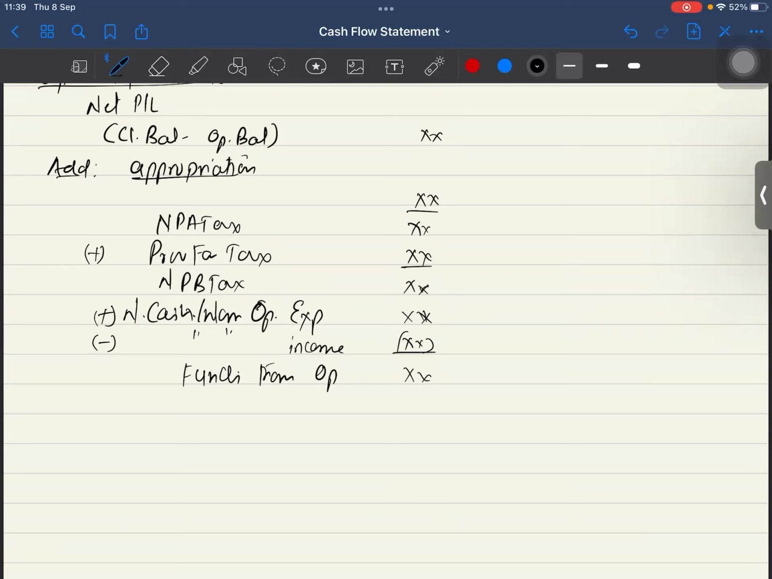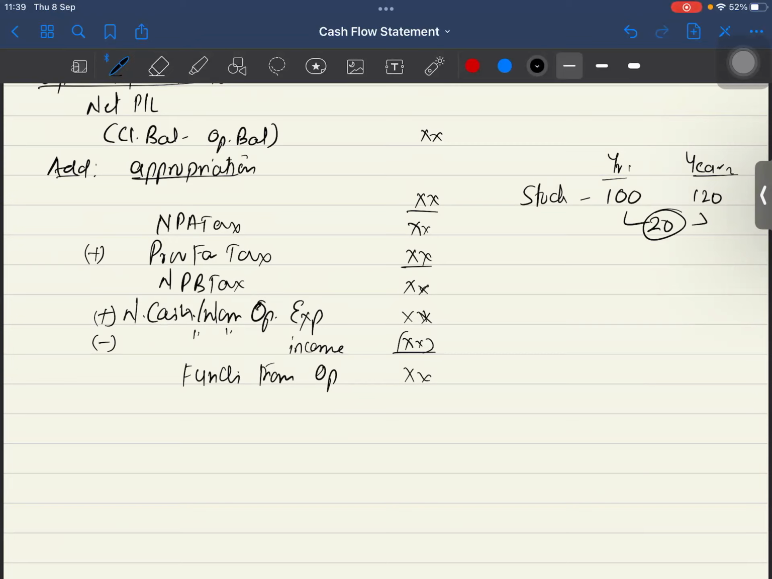Correct? So if you have a stock, you tell me one thing. If you have a stock in year 1, I give you information for year 2 also. You have a stock of 100 in year 1 and you have a stock of 120 in year 2. So can I say you actually blocked your 20 rupees in the stock in the current year?